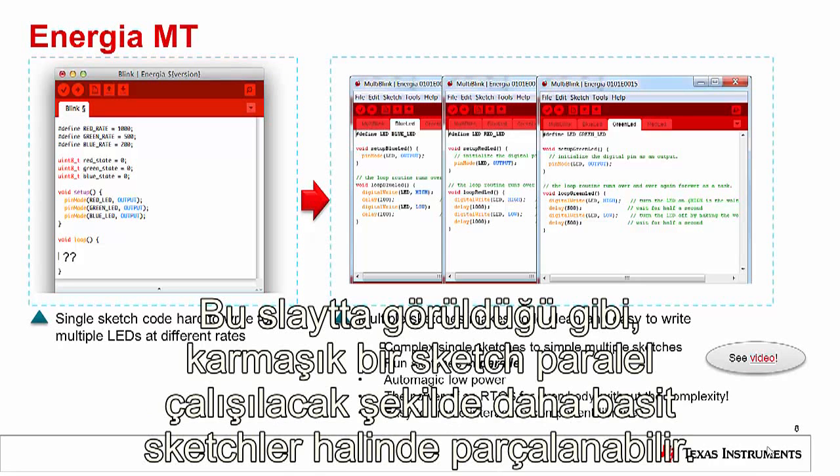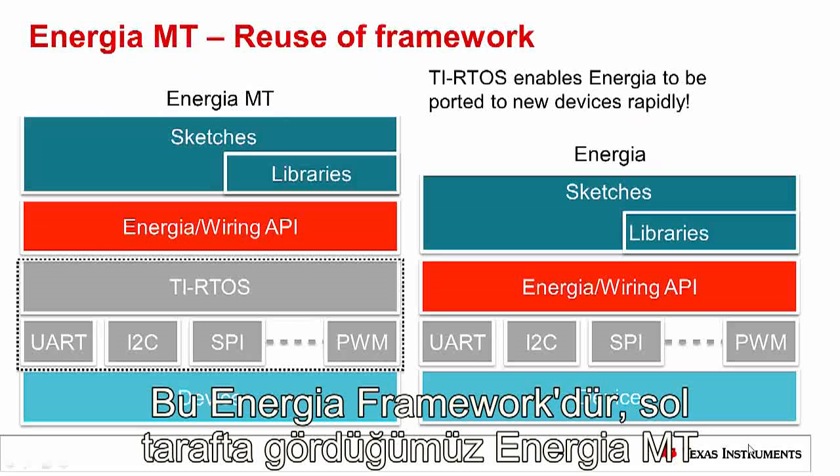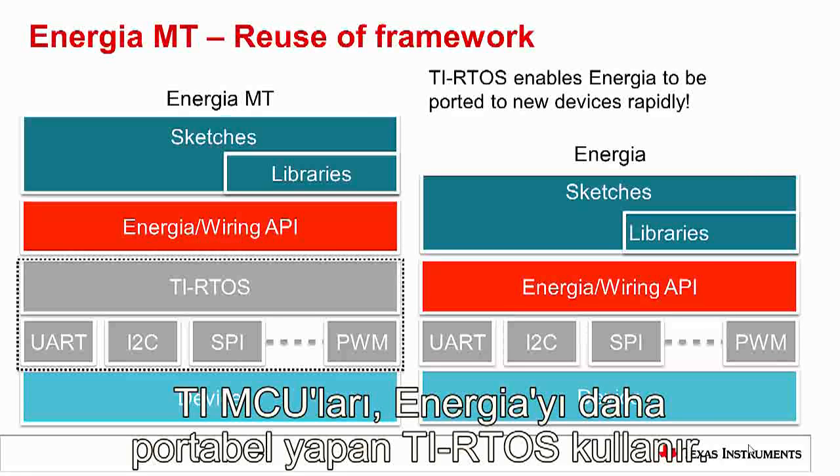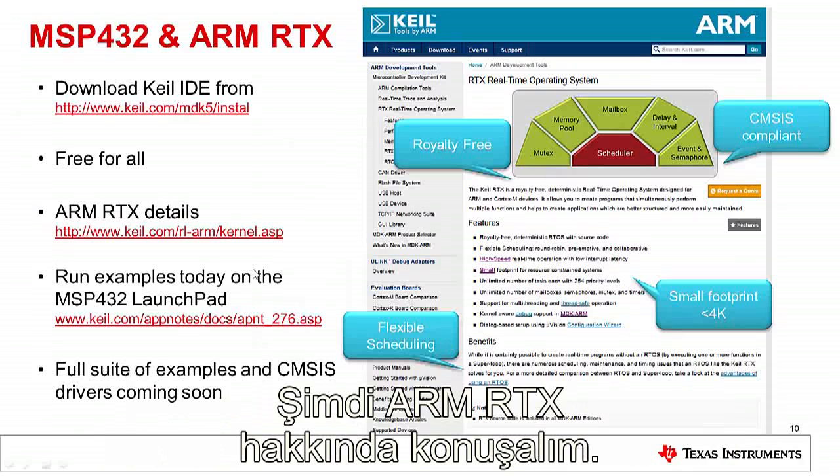As seen in this slide, a complex sketch which is difficult to figure out can be broken down into simpler sketches that can run in parallel, that is, run in different threads. See the video in the link shown here. The Energia framework is shown in this slide, and to the left we see Energia MT, where it uses TI-RTOS. This makes Energia even more portable across TI MCUs and also makes it very easy to port Energia to new devices. Now let's talk a little bit about ARM RTX.